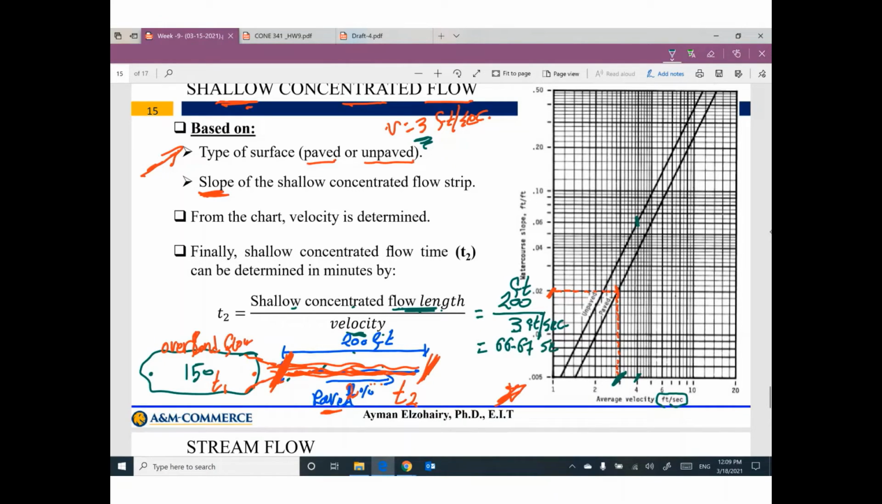66.67 seconds. Please convert it to minutes. It will be 1.11 minutes. So we need only 1 minute and 0.11 for this flow to go from the end of the previous flow to this end point. After this flow, we can expect a stream or river or whatever, something bigger and bigger.